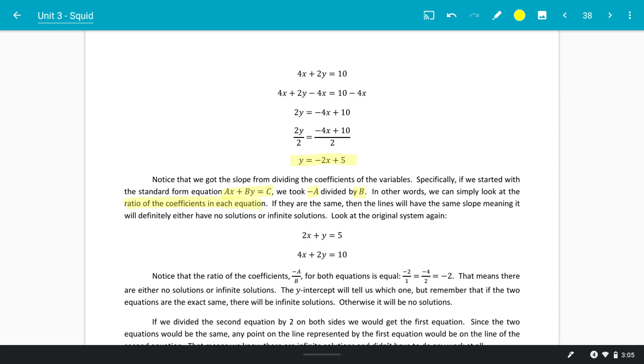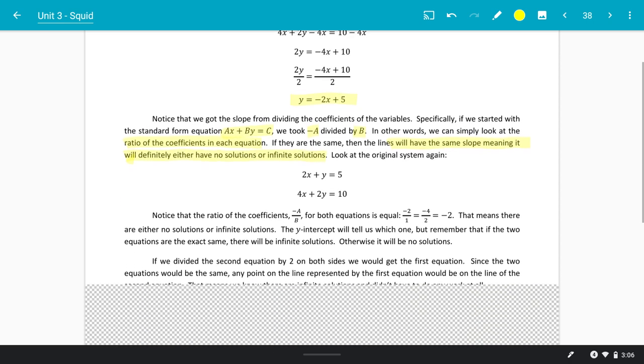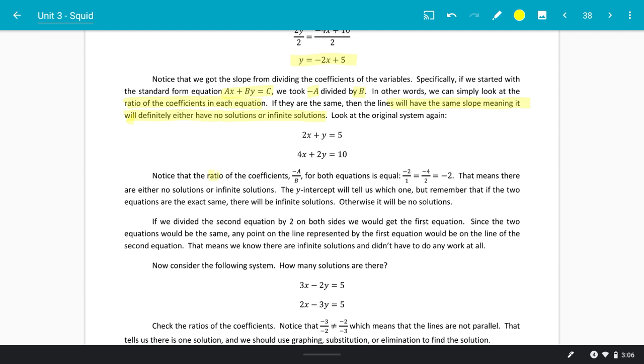If they're the same, then the lines have the same slope, meaning it will definitely have either no solution or infinitely many. Let's look at the original systems again. Notice that the ratio of coefficients, negative a over b, for both equations is negative 2 over 1 and negative 4 over 2, which both equal negative 2. That means there is either no solution or infinitely many because they have the same slope. Now the y-intercept will tell us which one. But remember, if the two equations are exactly the same, they have infinitely many solutions. Otherwise, it'll have no solution.